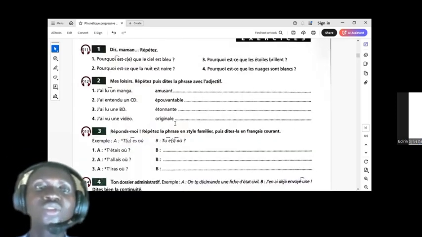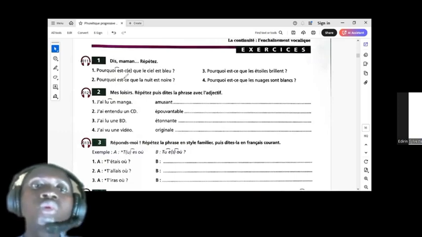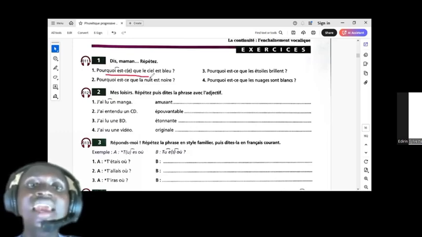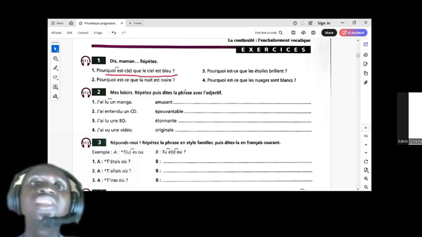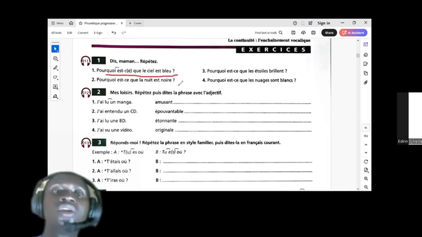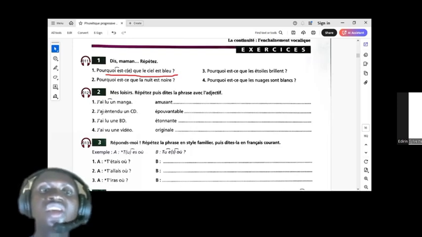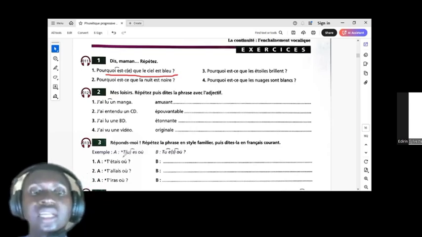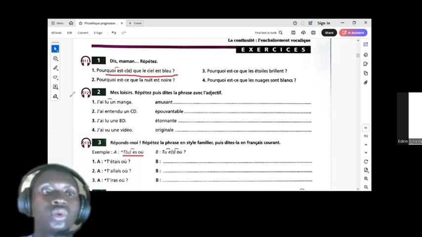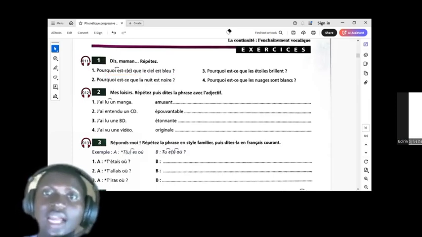So having looked at that, let's look at a few examples now. Look at these sentences. You have, for example, pourquoi est-ce que le ciel est bleu? Le ciel est bleu. Pourquoi est-ce que la nuit est noire? So these are examples. We have another one again. J'ai lu un manga. J'ai entendu. Tu es où? Look at it. So that is for enchaînement vocalique.